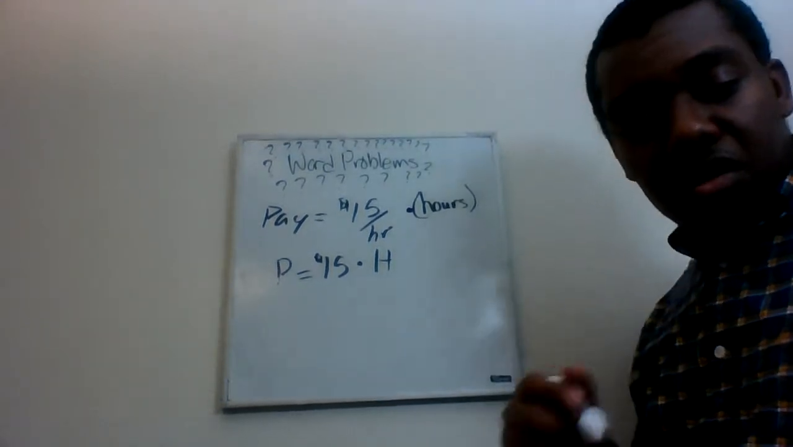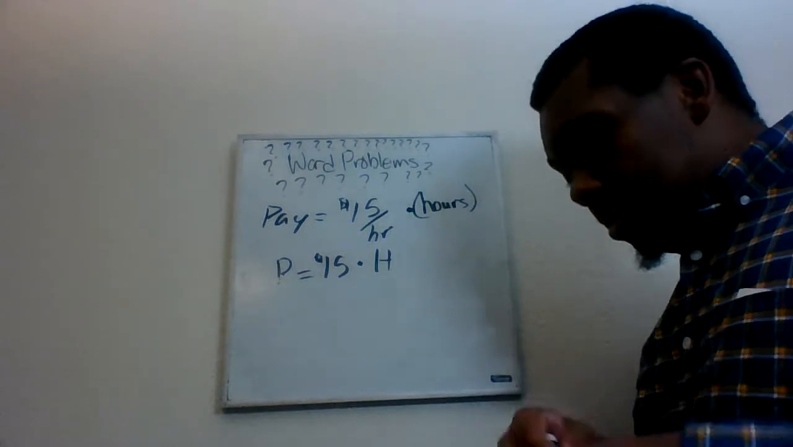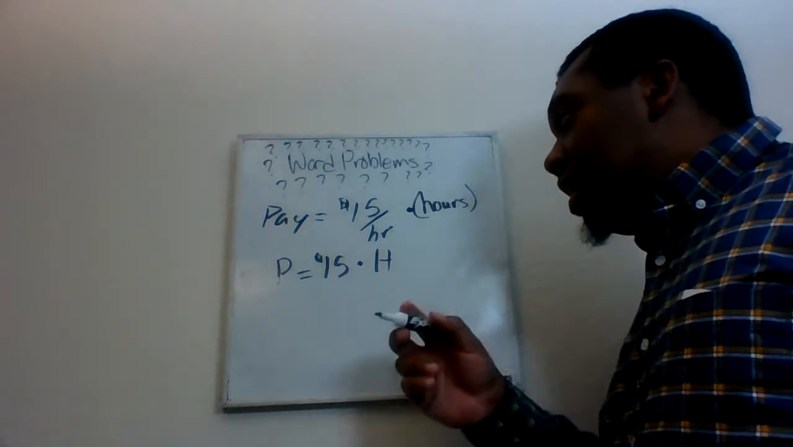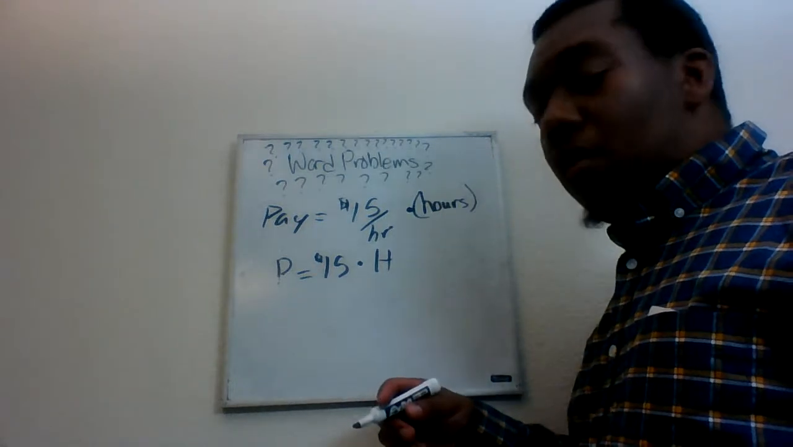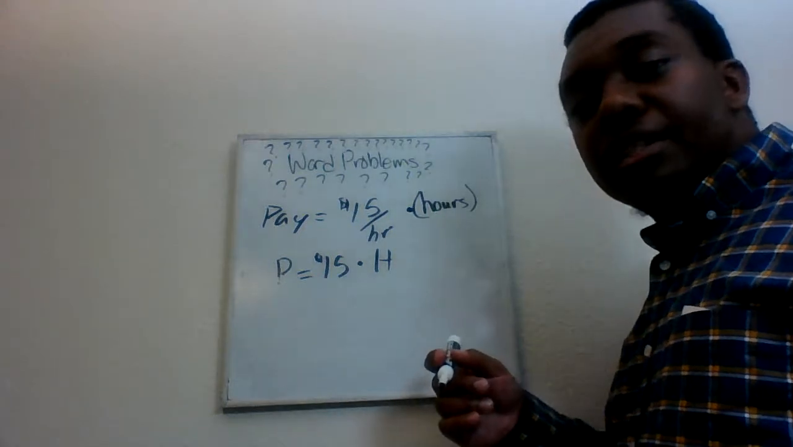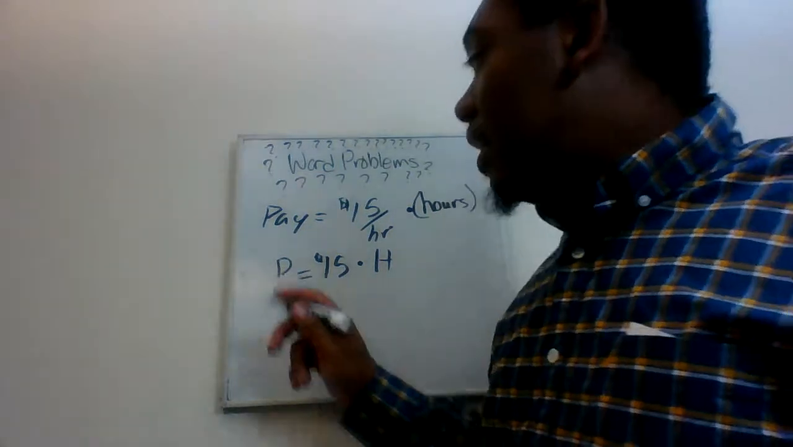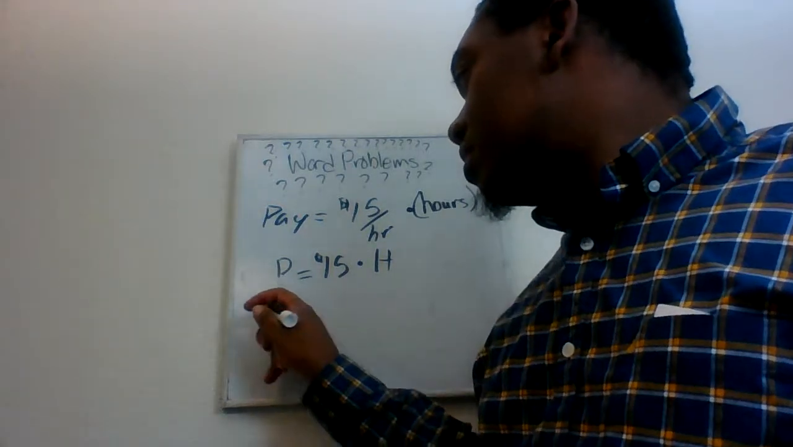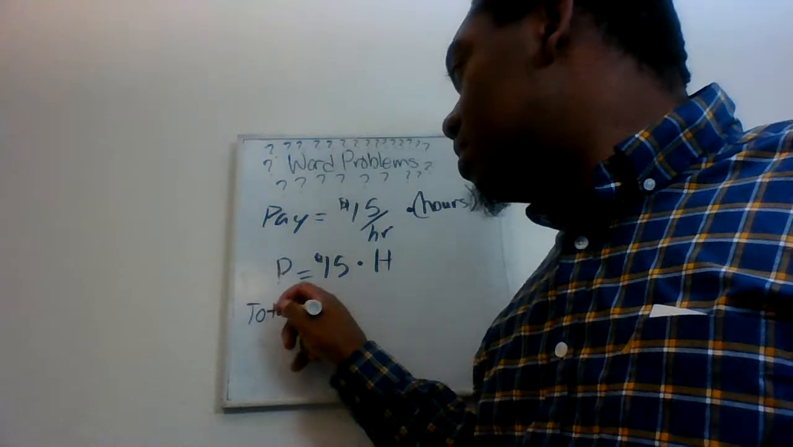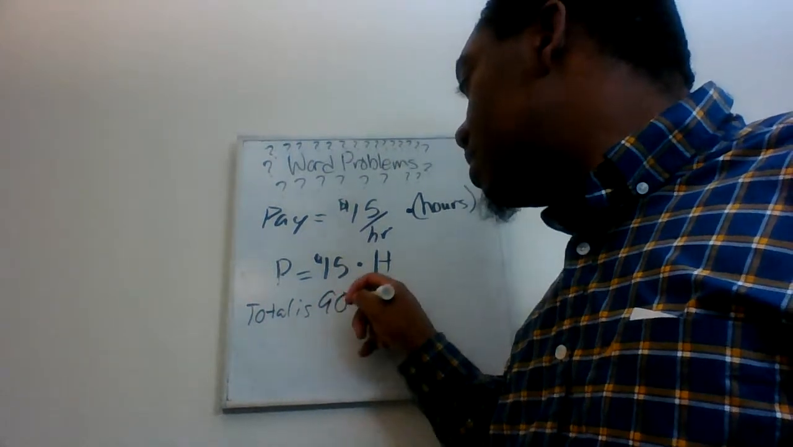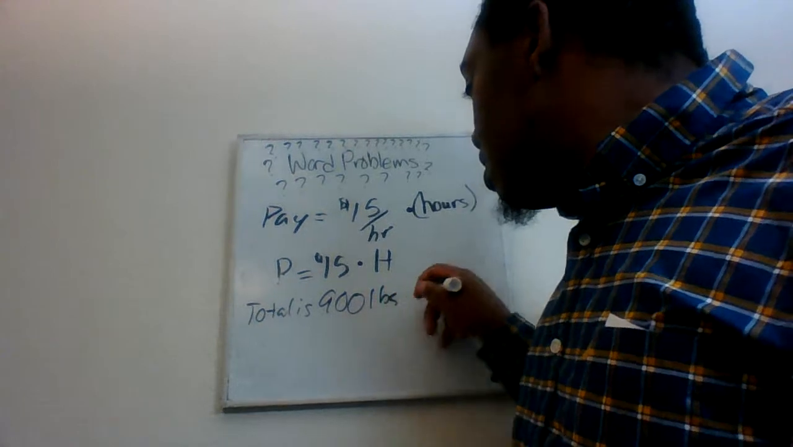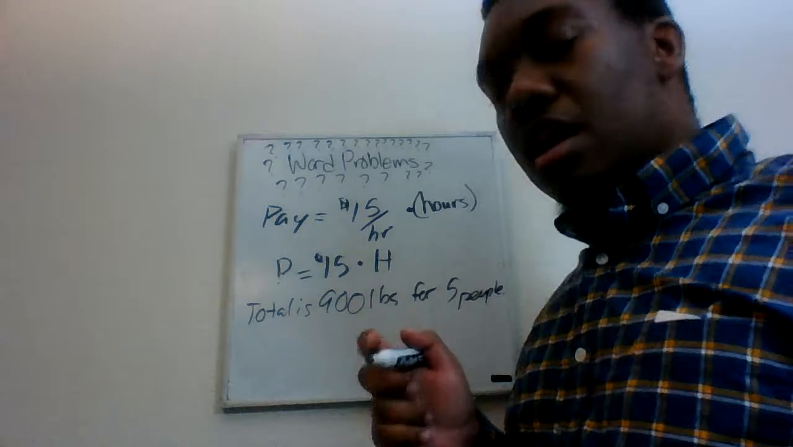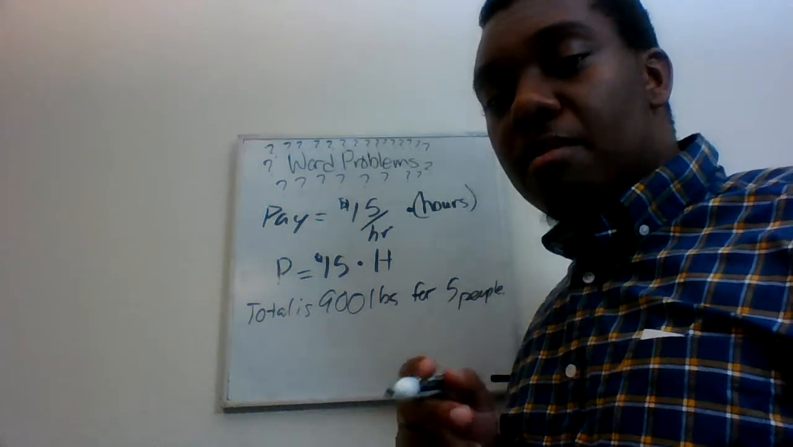All right. Well, what about this? Let's say that me and four friends all get on a scale together. And when we get on the scale, we weigh 900 pounds. So the total on the scale is 900 pounds for 5 people. Approximately how much does each person weigh?